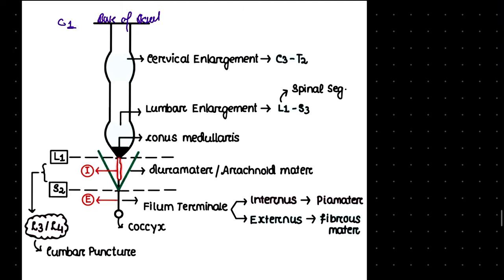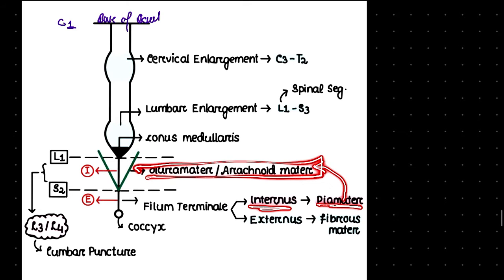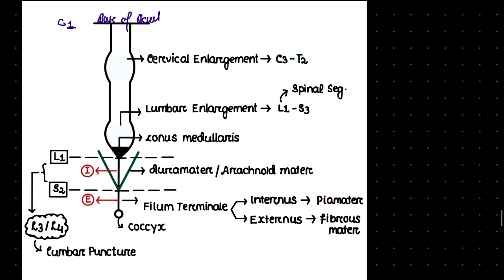Now the filum terminale internum is not just an extension of pia mater. Here at the side you can see what? Dura mater and arachnoid mater also. So this filum terminale internum is the extension of pia mater plus what? Dura mater and arachnoid mater. But below here we'll see what? We'll see only pia mater. So it is called what? It is called fibrous matter only.